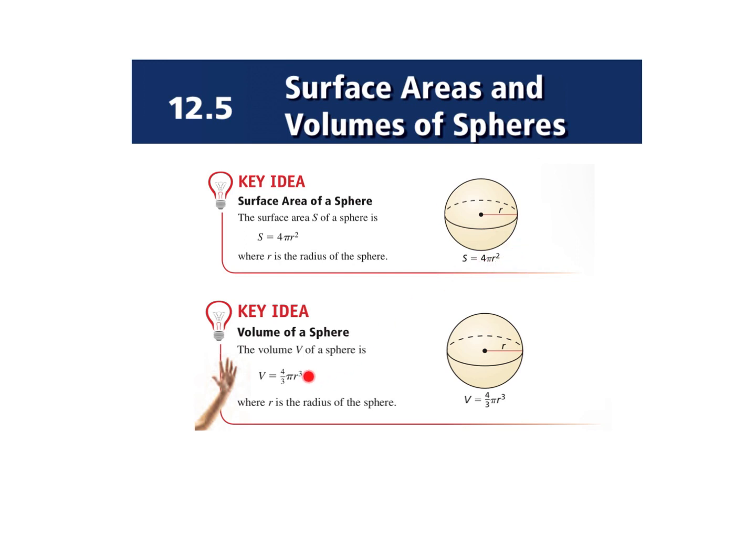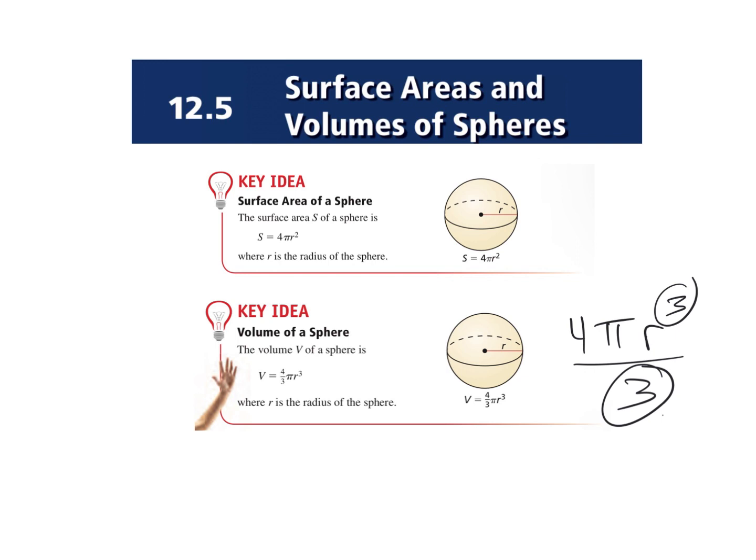The volume is cubed. So instead of pi r squared, you say pi r cubed, and you're going to divide it by 3. So those numbers have to be the same. And again, you're still multiplying by 4. So it's very similar to area, 4 pi r, but instead of squared, you say cubed and then divide by 3. So that's the difference between area and volume in a sphere.